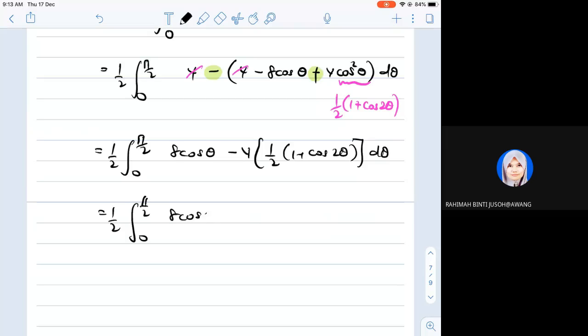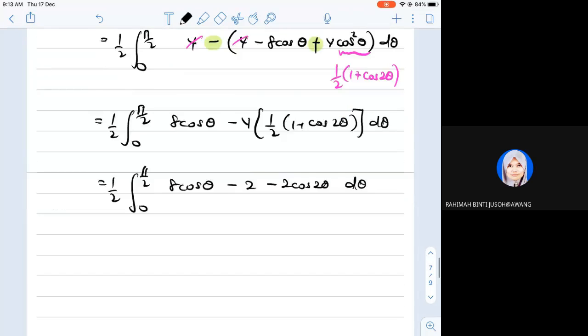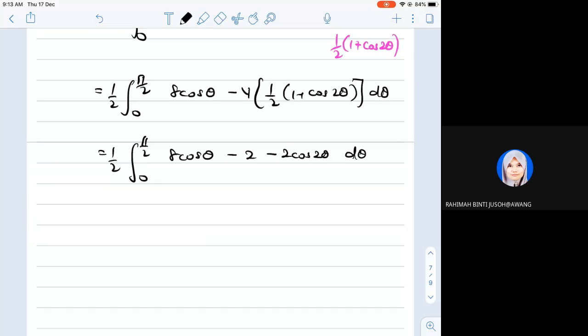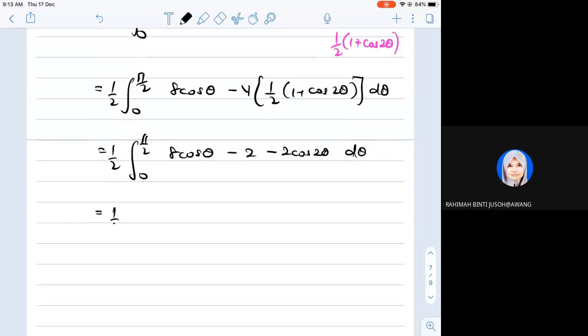8 cos theta minus, so 2, and then minus 2 cos 2 theta, isn't it? If I made a mistake, please tell me, I'm afraid I missed something. Okay, so now let us proceed with the integration.